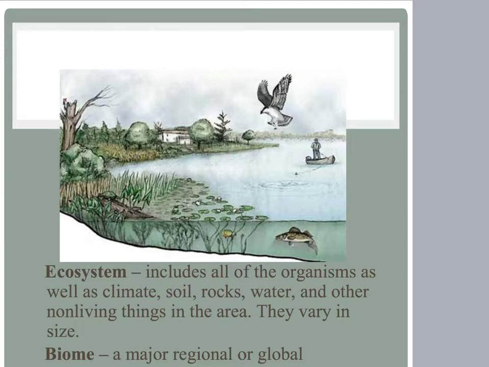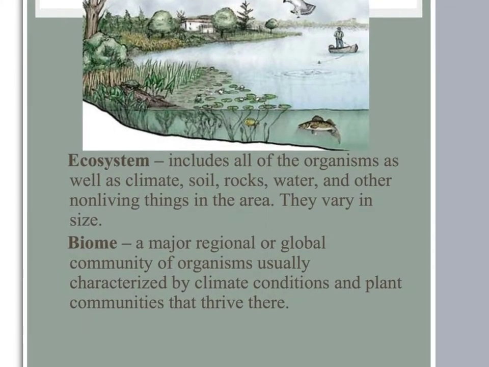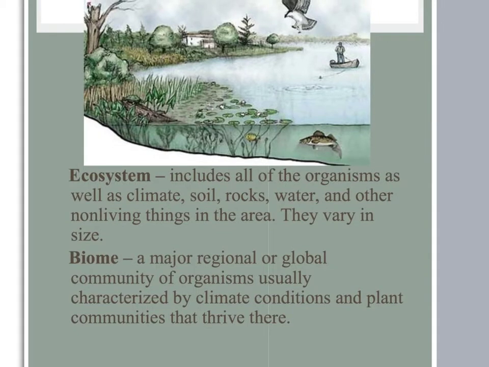Now, an ecosystem. I like this little illustration. It's nice. An ecosystem includes all the organisms. So, it's not just all the animals and the lizards and the insects. It's also the soil, the rocks, the water, even the climate. Those are all things that work together to form an ecosystem. So they are non-living things.